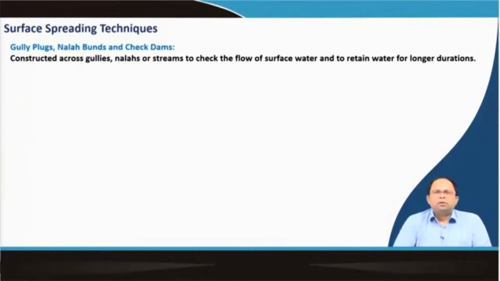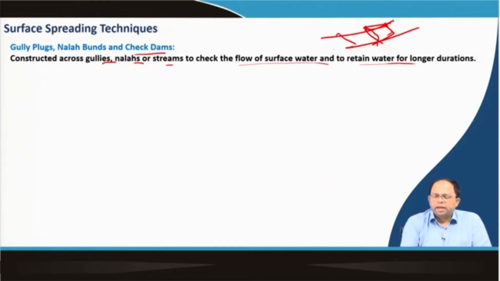In addition to all this, to reduce erosion, we have already learnt about check dams. Gully plugs, nala bunds, check dams, these are all similar structures. These are constructed across gullies, nalas or streams to check the flow of surface water and to retain water for longer duration. If we have a channel, usually we have raised structures in between at certain intervals, so that water is captured and retained for some amount of time.